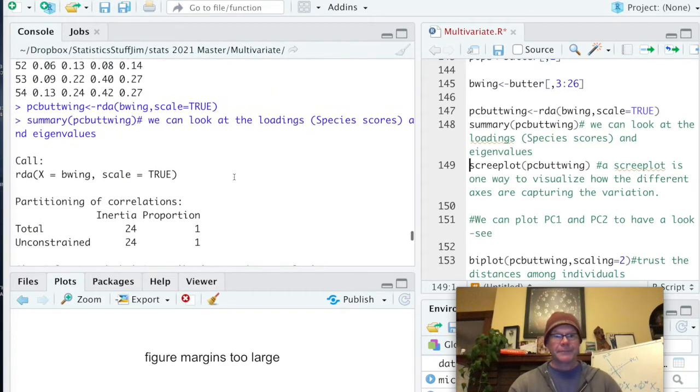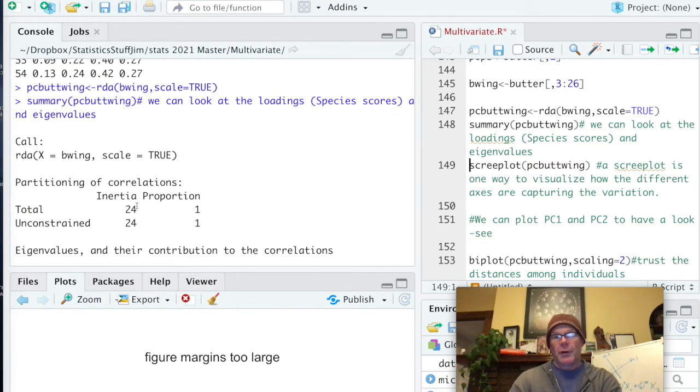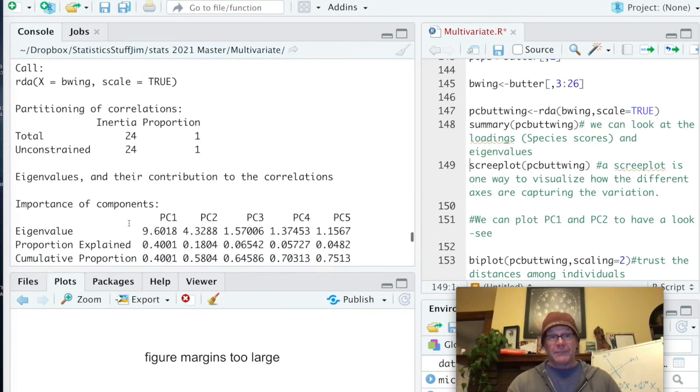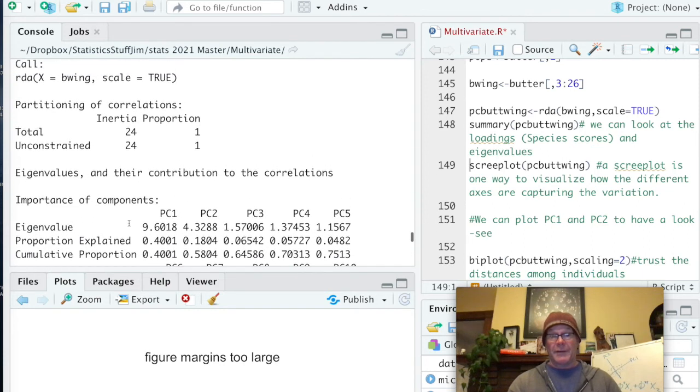All right. So first, total inertia is 24. That's because there are 24 different columns in the data. And because this is on the correlation matrix, each column had a standard deviation of 1, which means that the variance was 1, because 1 squared equals 1. And so the total inertia is the total amount of variance that we are dealing with here. And now we can look at the eigenvalues and start to think about their relative contribution.